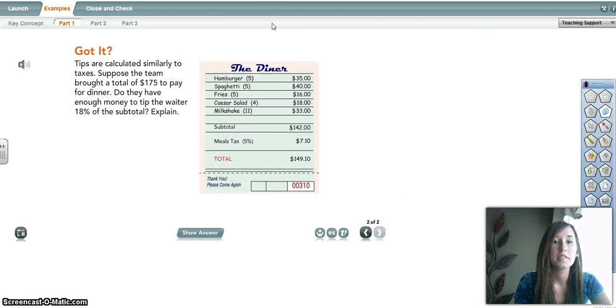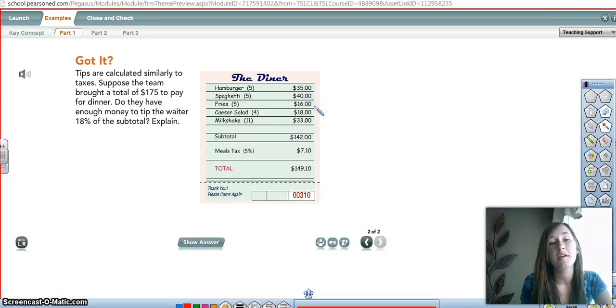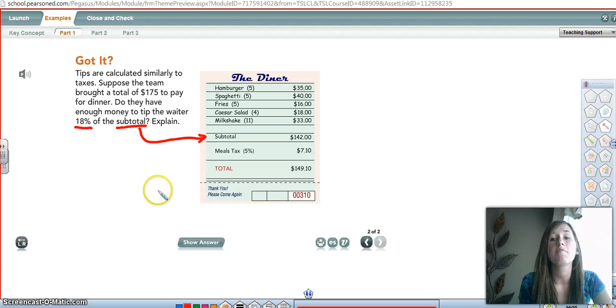Tips are calculated similarly to taxes. Suppose the team brought a total of $175 to pay for dinner. Do they have enough money to tip the waiter 18% of the subtotal? Usually tips are somewhere between 15 and 20%. This tip will be 18%. You only tip on the subtotal. You don't tip on top of the tax. You just tip for the things that you bought.